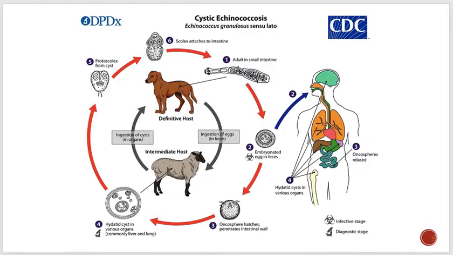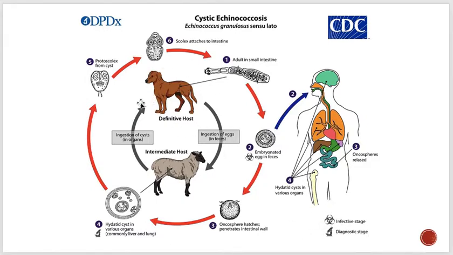Now if we discuss the life cycle of Echinococcus granulosus: hydatid disease is caused by infection with the larval stage, as I told you, the metacestode. You can see the infective stage and diagnostic stage written over here like this, okay?